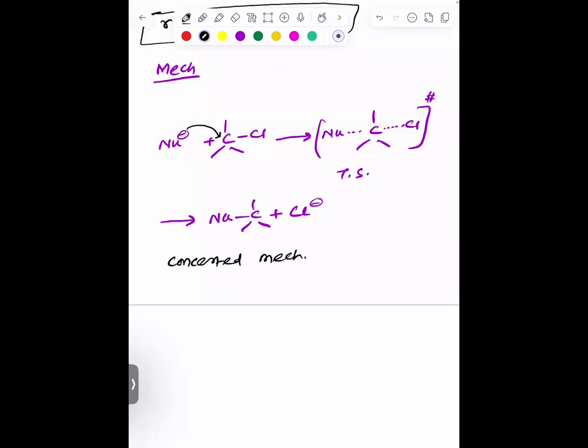That means both the bond formation and dissociation take place simultaneously. Clear?